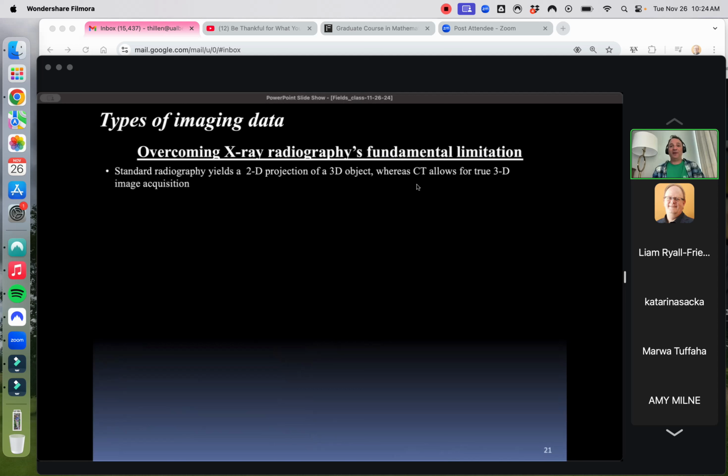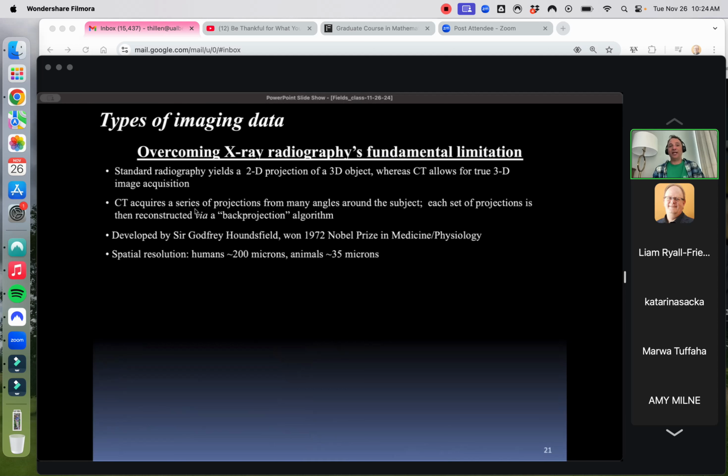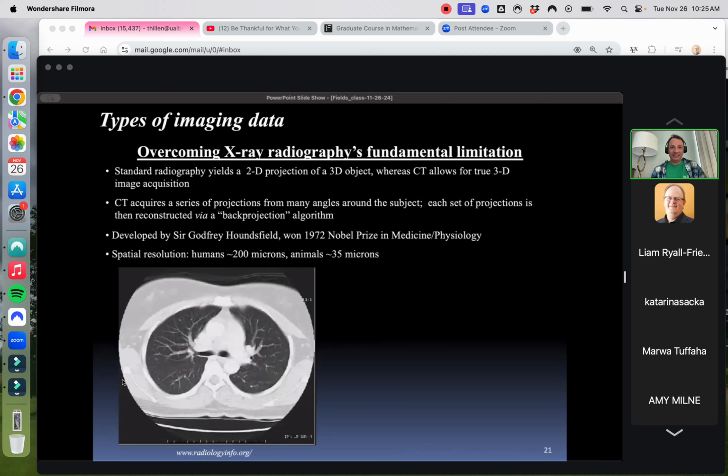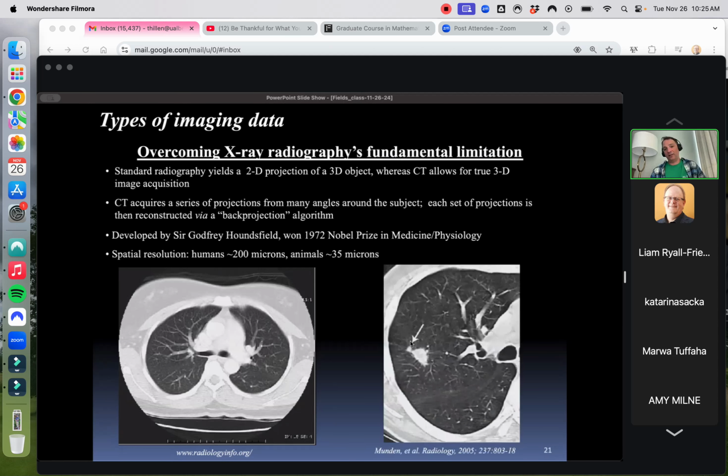So CT, X-ray computed tomography, allows for true 3D image acquisition. What it does is it acquires a series of projections from many angles around the subject, and then each set of projections is reconstructed via something called filtered back projection. There's really cool mathematics behind it. It won the 1972 Nobel Prize in Medicine and Physiology, and it has good spatial resolution. So here's a cross-section. This is a healthy woman right here, a heart, lungs, nothing going on here, vertebral column. This is the breast tissue up here. And then this is, of course, someone with a lung tumor that's growing right here.